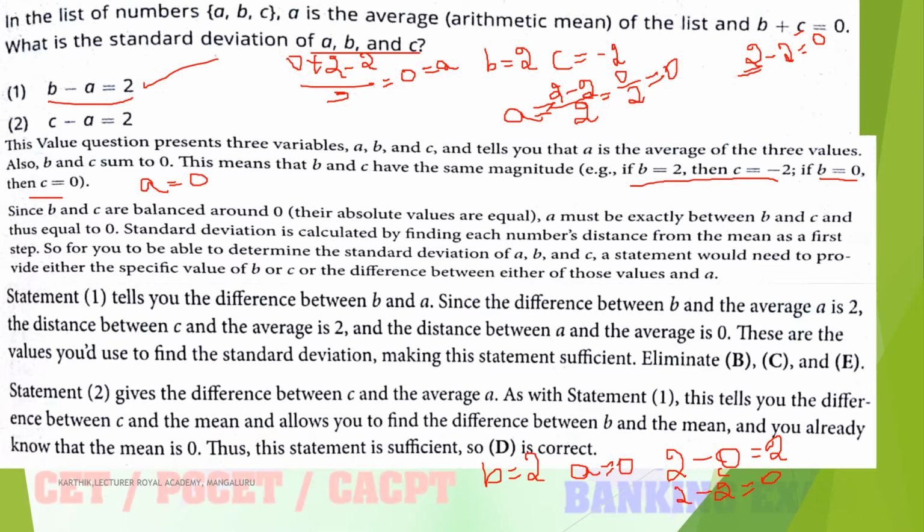The second statement tells what? C minus A. So here I will assume C is equal to 2 and A is equal to 0. So 2 minus 0 is equal to 2. So this satisfies the condition. Once you satisfy it, you go for B plus C. I already took C is equal to 2, and the final answer I should get is 0. So I will assume the value of B is equal to minus 2. So here I will get 0.